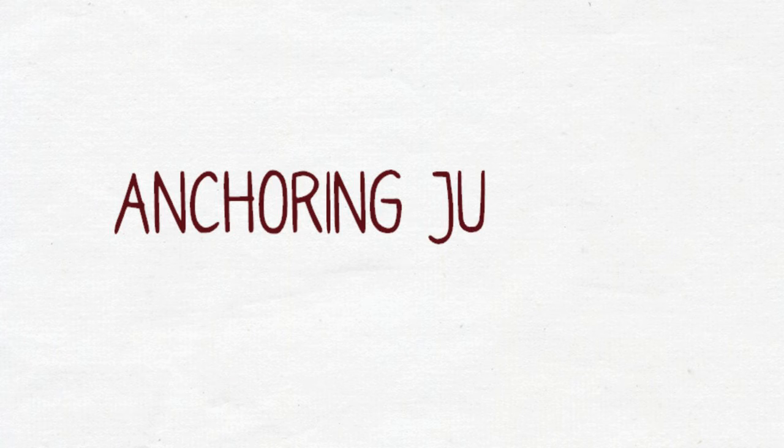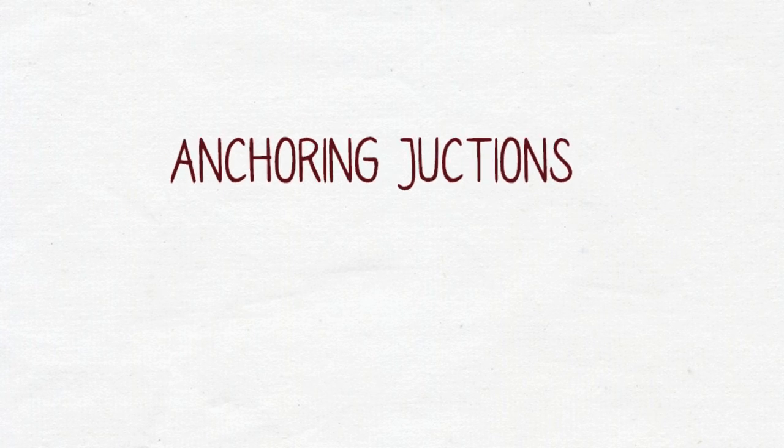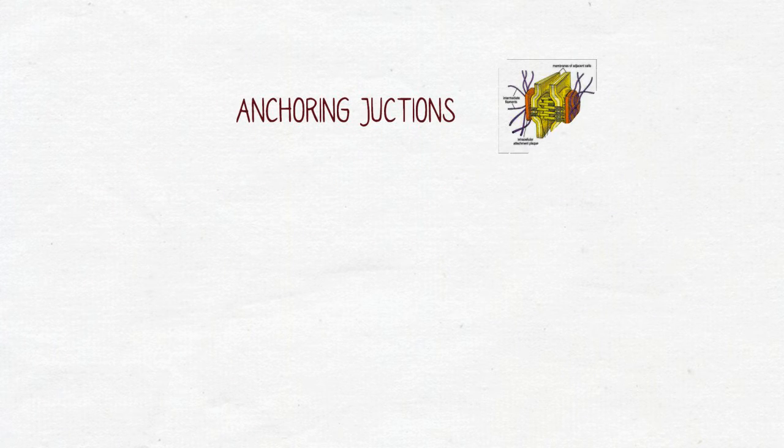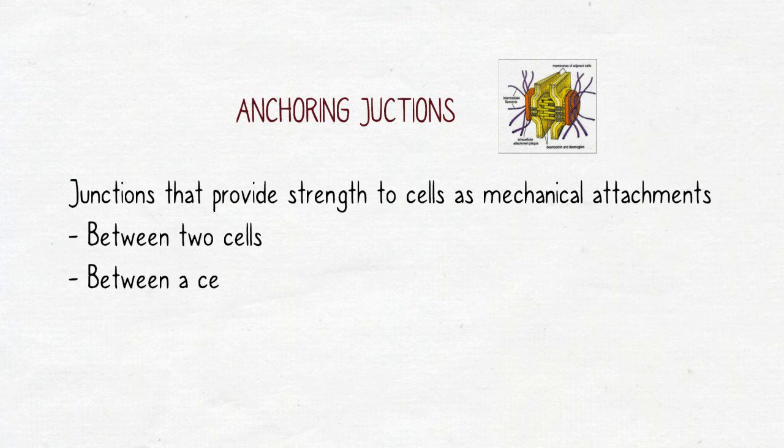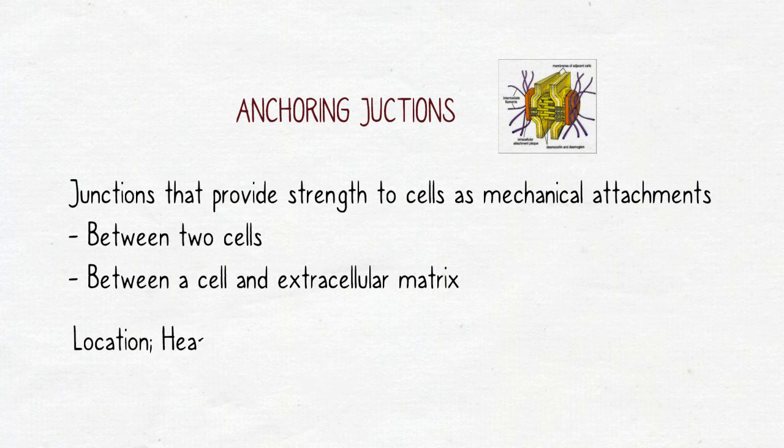As we have seen all the communicating junctions, let's go to the anchoring junction, which is the last category. The anchoring junctions provide strength to cells by acting like mechanical attachments either between two cells or between a cell and the extracellular matrix. These are present in tissues like heart muscle and the epidermis of skin, which are subjected to severe mechanical stress. These junctions are classified according to the types of filaments they use.